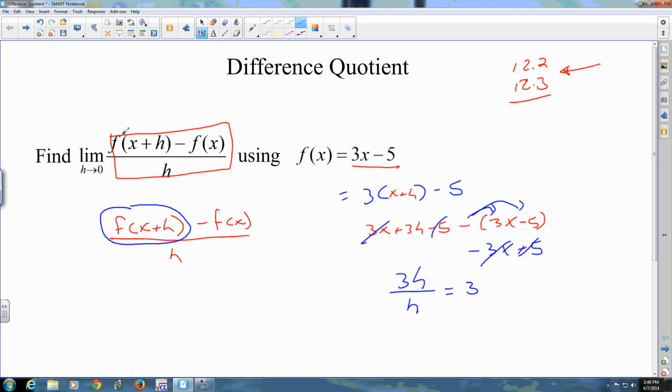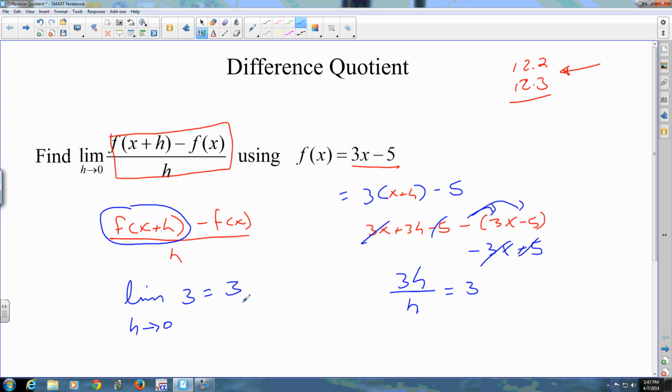Now, all I've done is what I've put in the box here. I still have the limit as h goes to 0 of 3. Well, you should step back and go, wait a minute, there is no h. So even if I let it go to 10, it's still going to give you 3. Okay? So regardless, there is no h in the problem, so the limit is going to be 3.